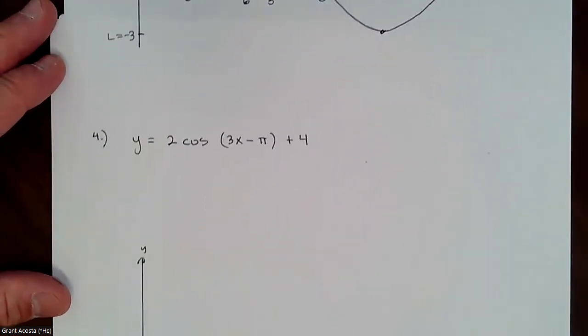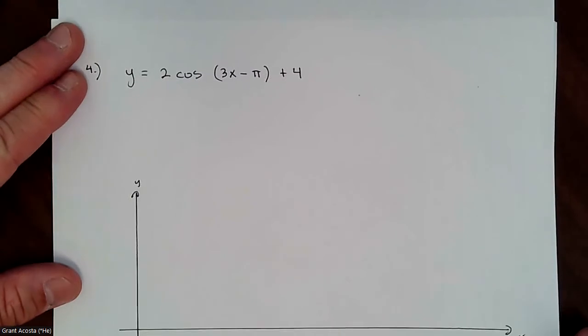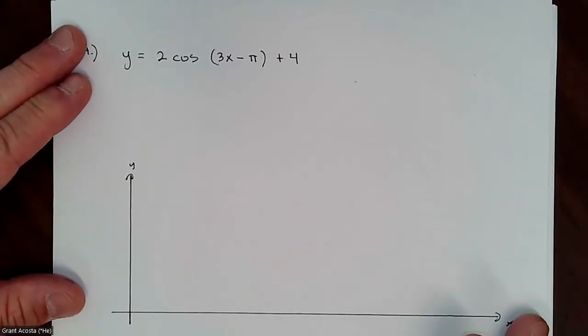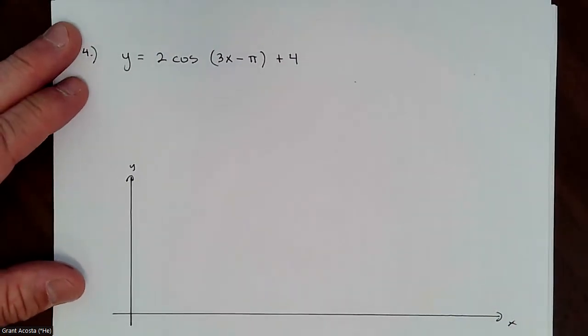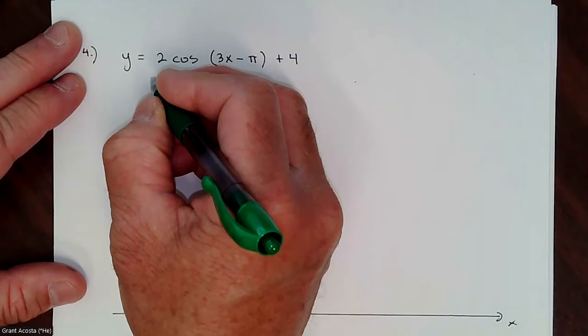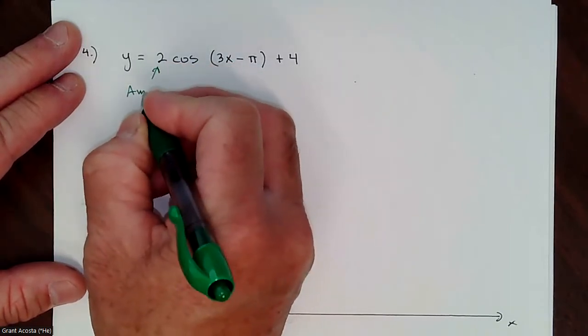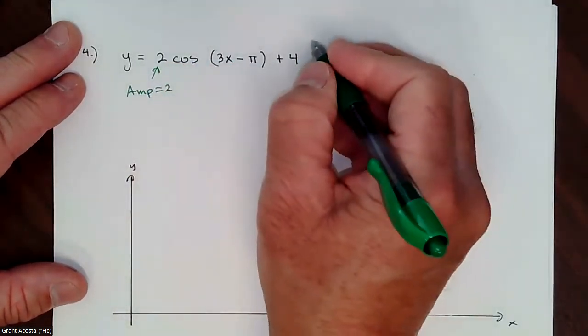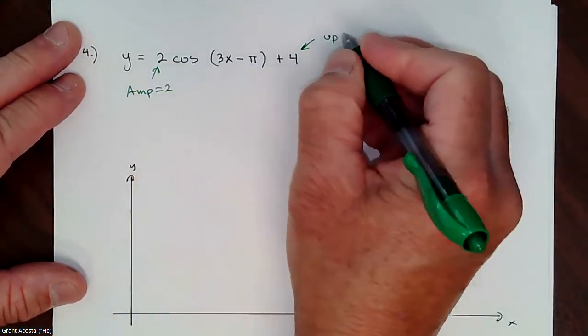And let's do one more. This one kind of has everything. We've got a cosine graph. We've got an amplitude of 2. We know this graph has moved up 4.